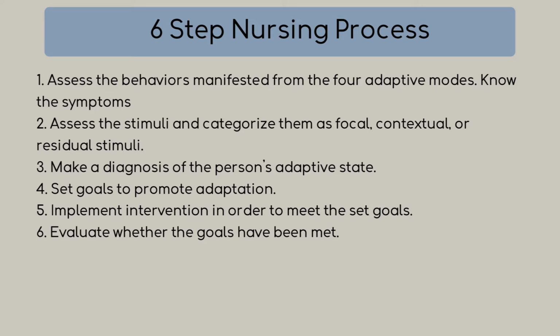3. Make a diagnosis of the person's adaptive state. 4. Set goals to promote adaptation. Set goals to be met in order for the person to recover. 5. Implement intervention in order to meet the set goals. In order to meet goals, determine and then act on the things to be done. 6. Evaluate whether the goals have been met. If they are, then the person is on their way to health. If the goals were not met, the process is to be repeated.